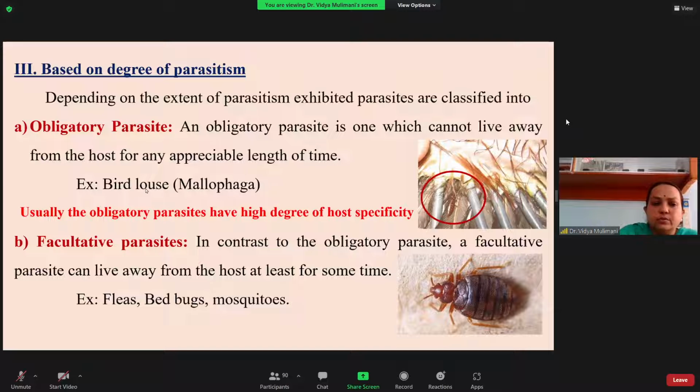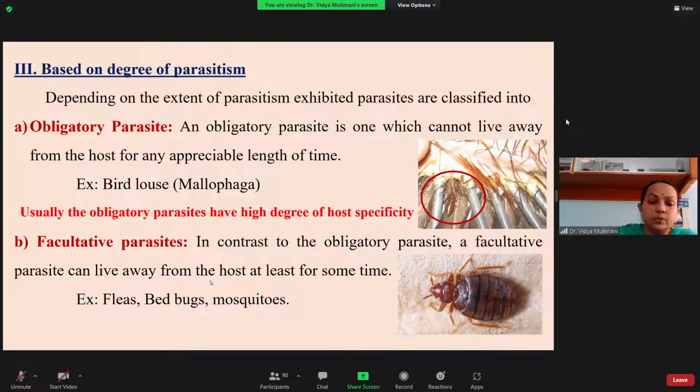obligatory parasites. Here I am giving the example of the bird louse, a Mallophaga, which mainly prefers to eat feathers. Usually the obligatory parasites have very high specificity for their host. For example, if you take the head louse, it attacks only humans. It is not going to cattle and buffalo. Again, we have lice which are very specific to cattle and buffalo. So you can see here, these obligatory parasites are very much specific to their host.